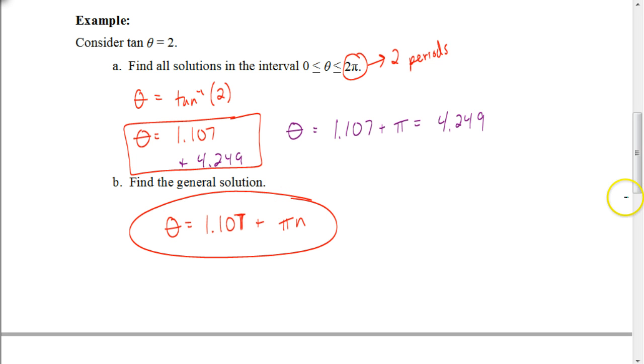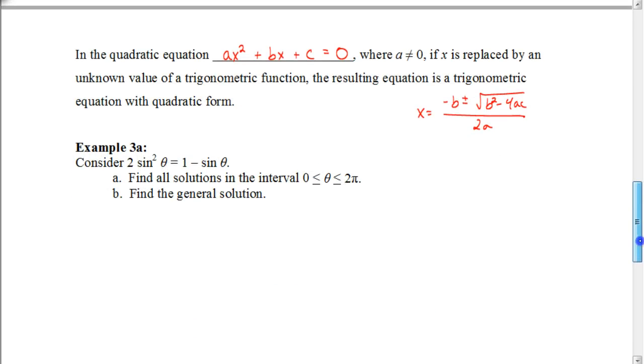That was where we're going to stop this video. In the next video, we're going to be looking at how to solve problems where it's set up as a quadratic equation. So why don't you watch that next video now, so you can know how to do some of these problems where they're set up as quadratic equations or are in quadratic form.